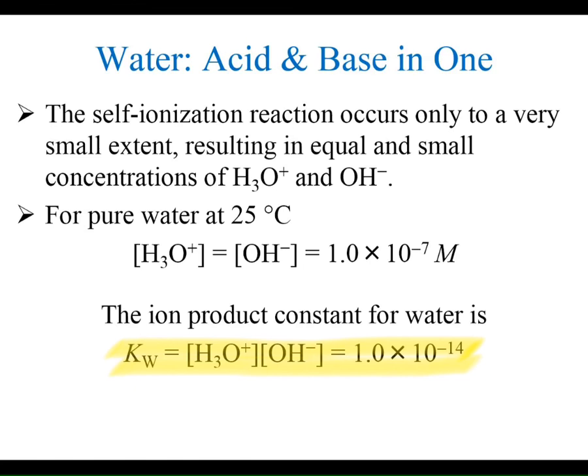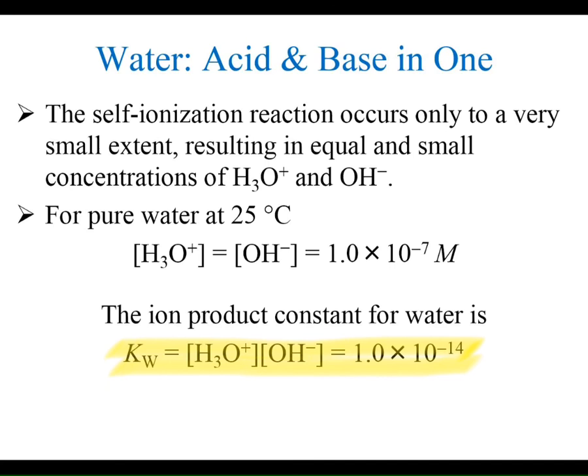The interesting thing that this helps us to do is that any time you have a solution in water, not just pure water, the amount of acid in that solution times the amount of base always equals 1 times 10 to the negative 14th. So if the acid goes up in your solution, this product stays constant. What does the base have to do? The base must go the opposite way, right? If both go up, then this number goes up and changes.